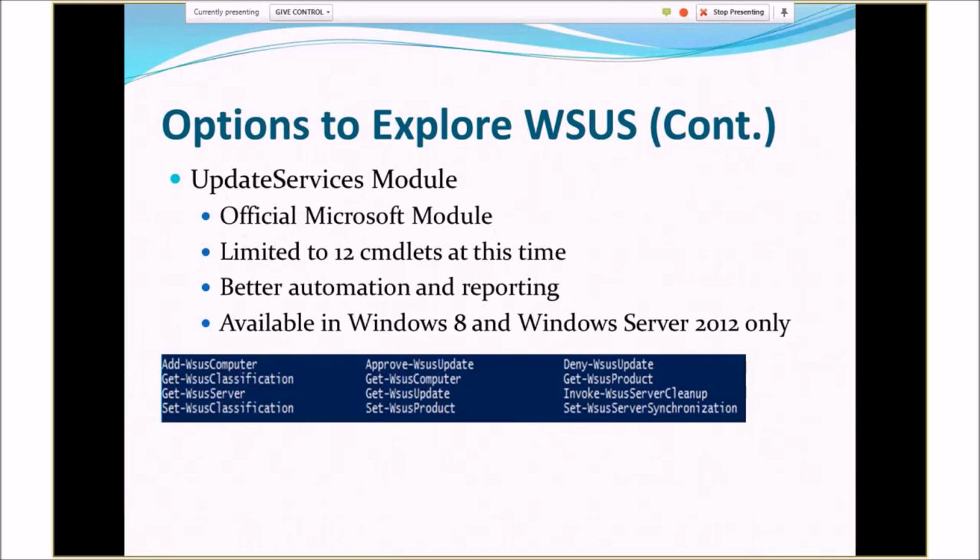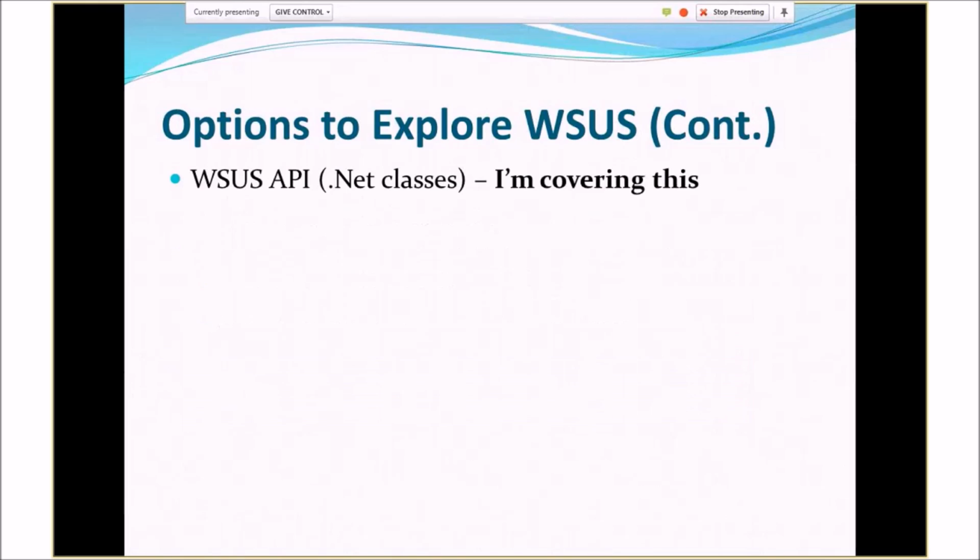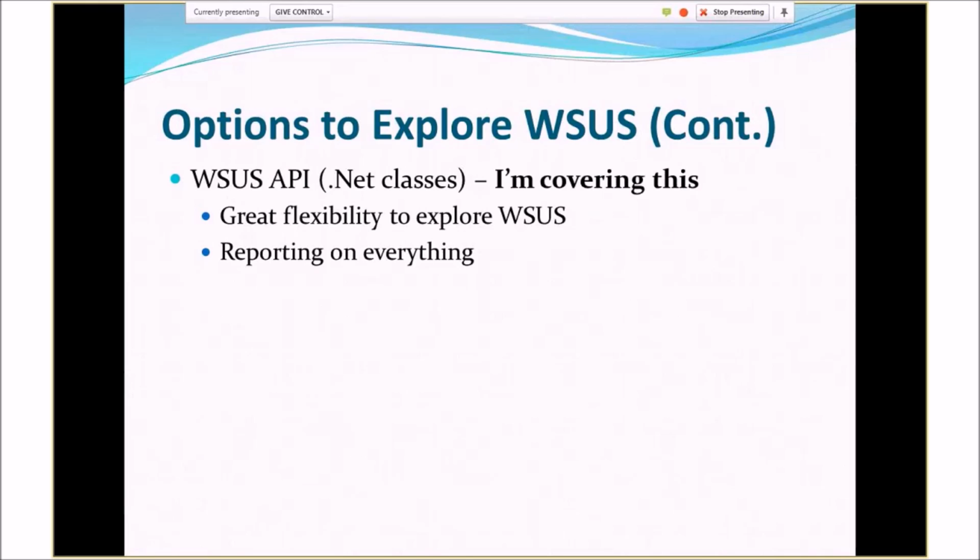The next option, and this is what I'm going to be covering during this talk, is the API, the .NET classes. This has great flexibility to explore WSUS. You can check out updates, clients, configurations, target groups, etc. It's pretty much wide open what you can look at and do with it. And you can report pretty much anything you want on, client statuses, update statuses, configure your WSUS configuration, any synchronization histories, all that stuff. And of course, automation, you can actually do automatic declining of updates if you know you don't need a specific update each time it comes out.